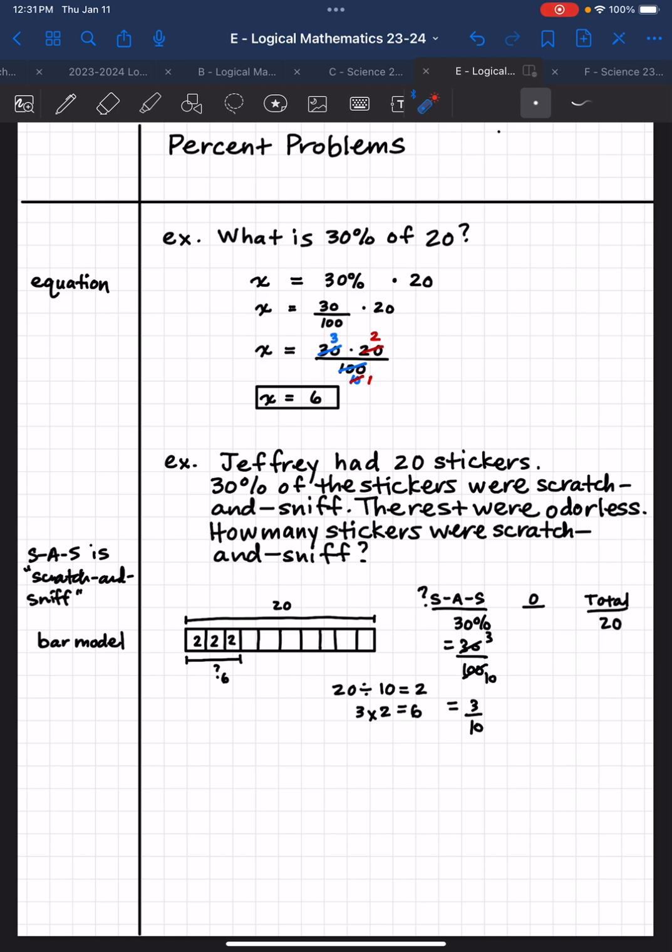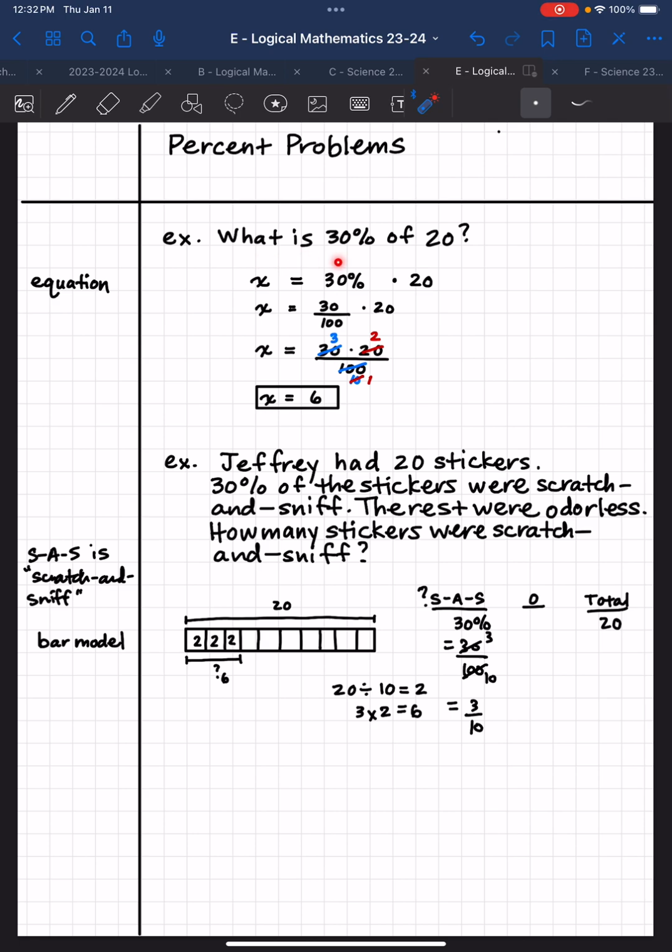And when I look at this, I know I can simplify. I can divide both the numerator of 30 and denominator of 100 by 10. I get 3 tenths. And then I can divide the 20 and 10 by 10, and I get 2 all over 1. So 20 divided by 10 is 2, and 10 divided by 10 is 1. Now I have x equals 3 times 2, which is 6, divided by 1, which is 6. X equals 6, okay? So that's how you would solve equations when it comes to percents.